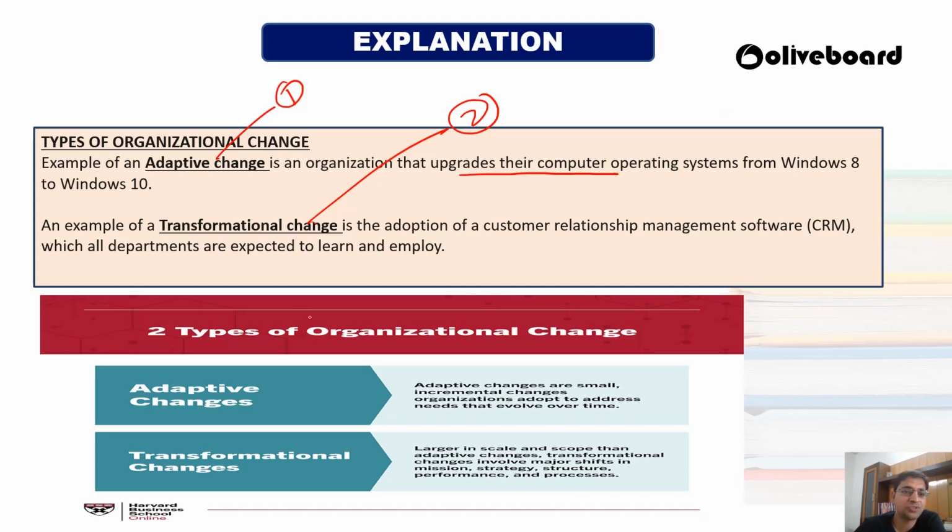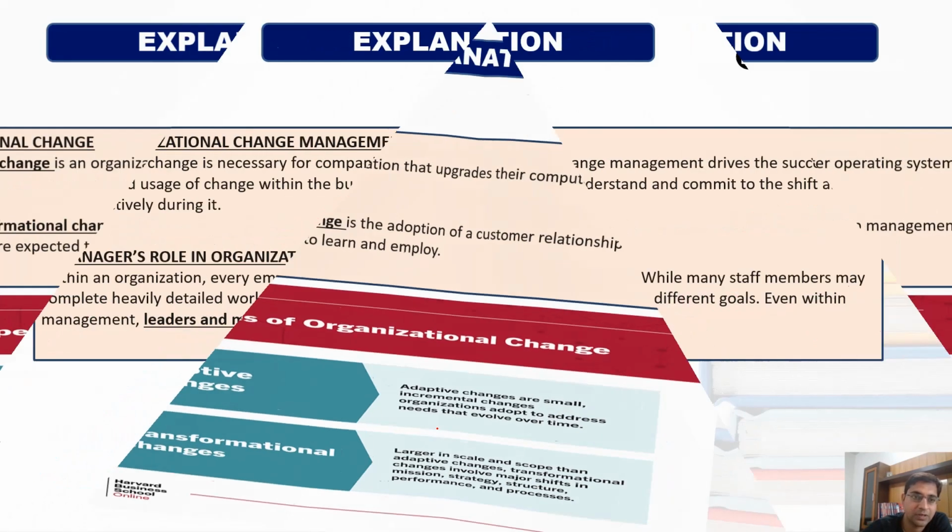And what about the transformational change? Here you are adopting something totally revolutionizing, transforming the way you are doing things. Okay, like if you are putting in some new customer management software, then you are expecting that all your employees and everybody should learn the same thing. Okay, so adaptive changes are small, right? Slowly increasing. Transformational changes are at a larger scale. Okay, at a larger scale, right?